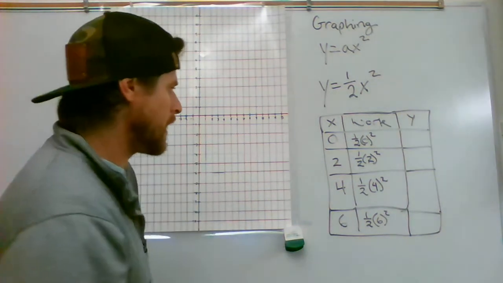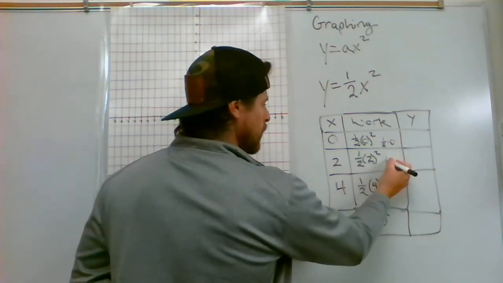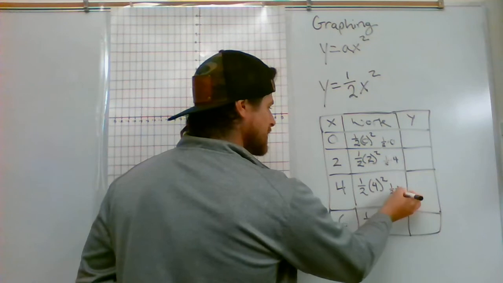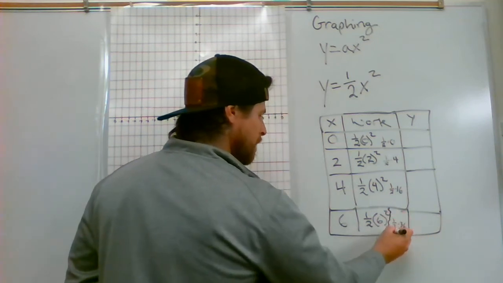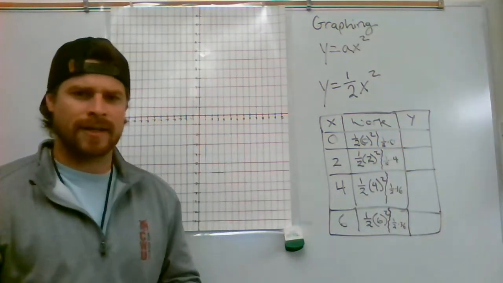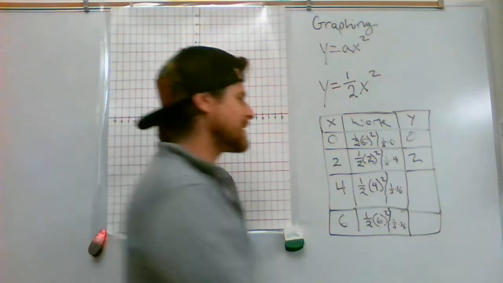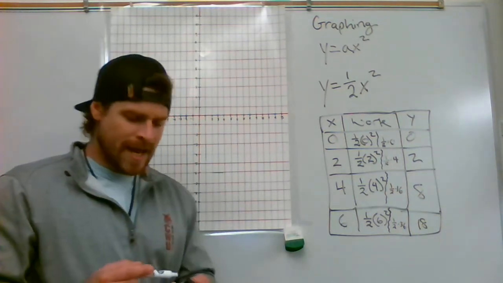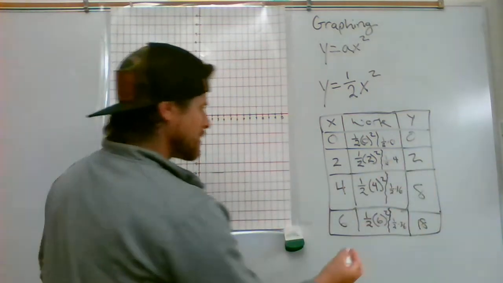0 squared is 0, so what's 1/2 times 0? 2 squared is 4, so what's 1/2 times 4? 4 squared is 16, so what's 1/2 times 16? And 6 squared is 36, so what's 1/2 times 36? You can pretty much figure these out pretty quickly, especially if you have a calculator on you. 1/2 times 0 is 0. 1/2 times 4 is 2. 1/2 times 16 is 8. 1/2 times 36 is 18. So now we have our x value and our y value. List those out as you see them.